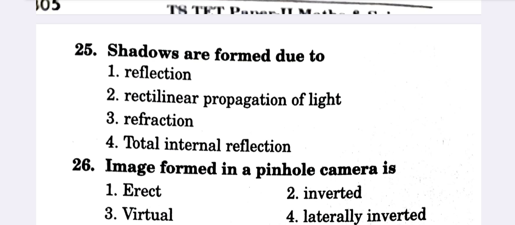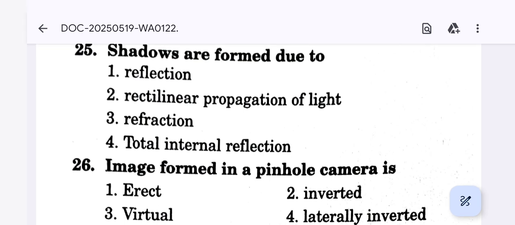Reflection gives a different type of images, and refraction also is giving different types of images. Total internal reflection is different. Rectilinear propagation is when an object is near a light source, the light falls on that object and it goes reverse. There is no transfer, so that the shadows are formed. So the correct answer is rectilinear propagation of light.